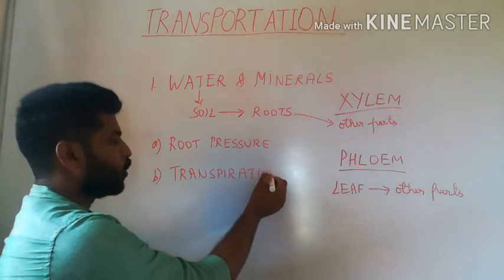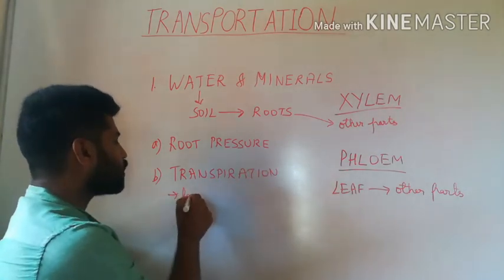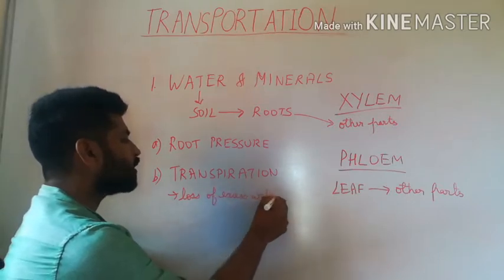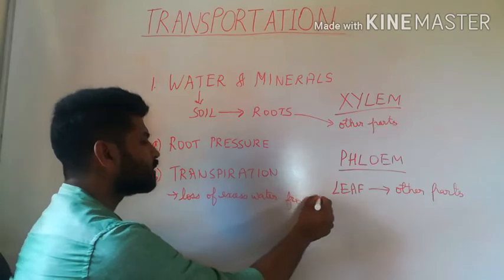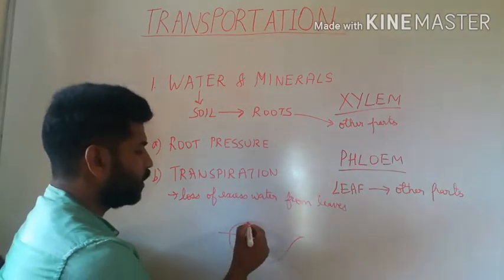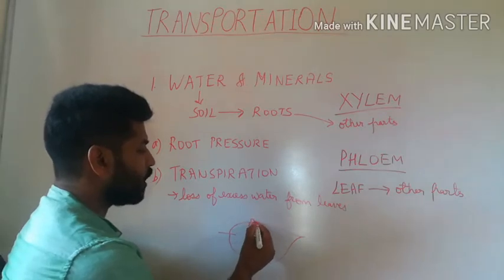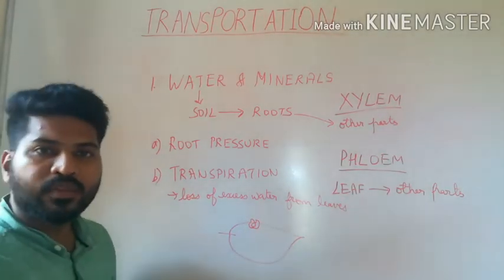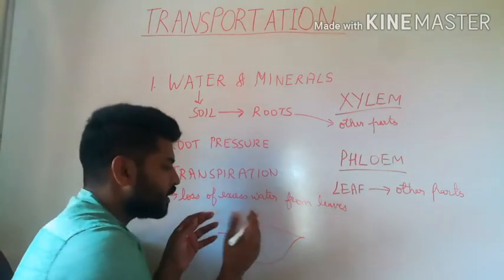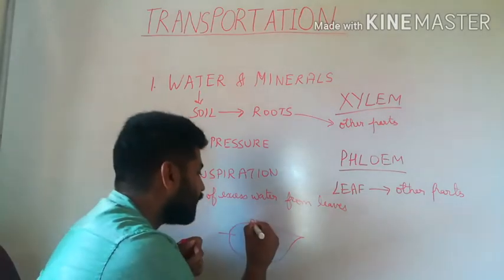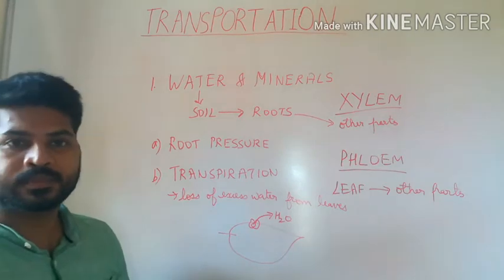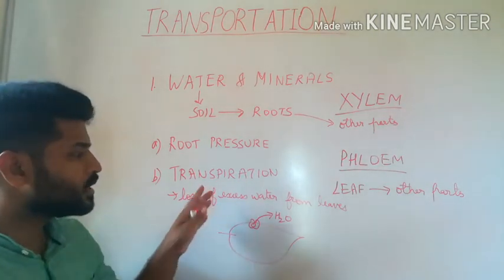Transpiration, as you already know, is nothing but the loss of excess water from the leaves. As you know, leaves have structures called stomata. If the water concentration is extra in the leaf, the stomata will open and this water is released out. This is what is called transpiration.